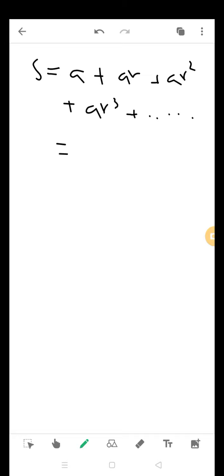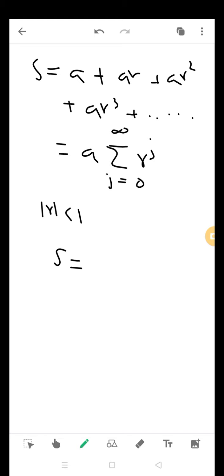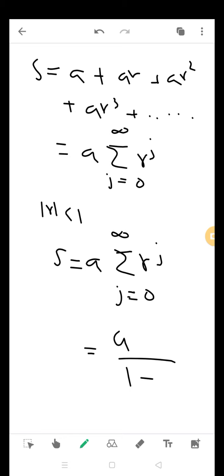So we can write it as a r to the power j, where j is now from 0 to infinity instead of n as in the previous case. Now if the modulus of r is less than 1, then this series actually converges. The sum from j equal to 0 to infinity of a r to the power j converges to a divided by 1 minus r.